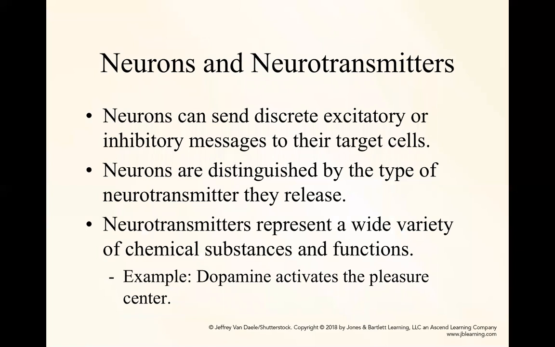Neurons can send discrete excitatory or inhibitory messages, so either it excites or it inhibits the targeted cells. And neurons are distinguished by the type of neurotransmitter they release. One of the biggest neurotransmitters, the chemical message that goes across the synapses, is dopamine. Dopamine is a neurotransmitter about reward, and it activates the pleasure center. This is the one that is powerful. When people feel it, they feel like they're about to anticipate a reward. This is one of the most powerful neurotransmitters in the body.